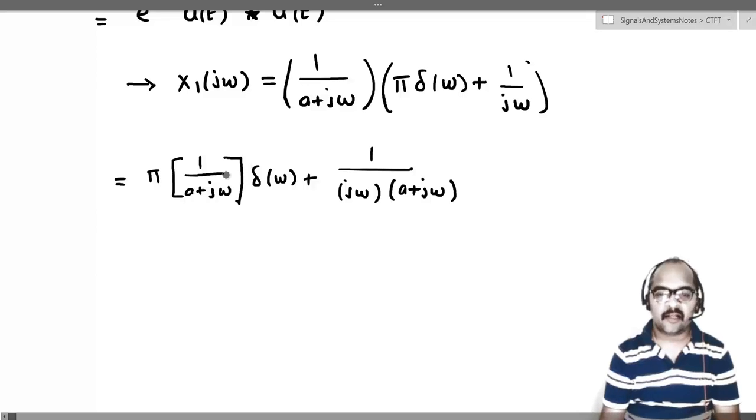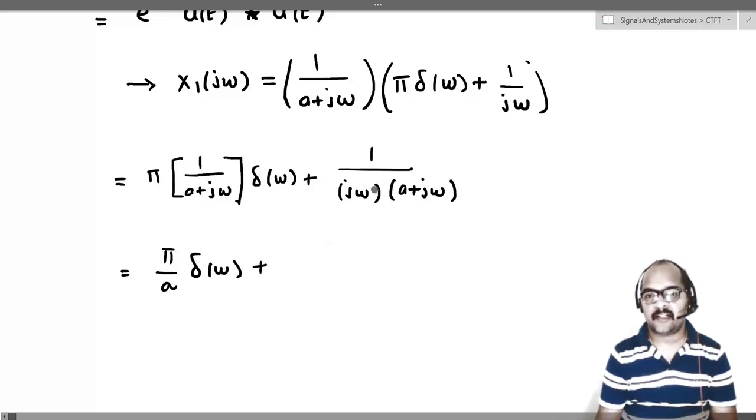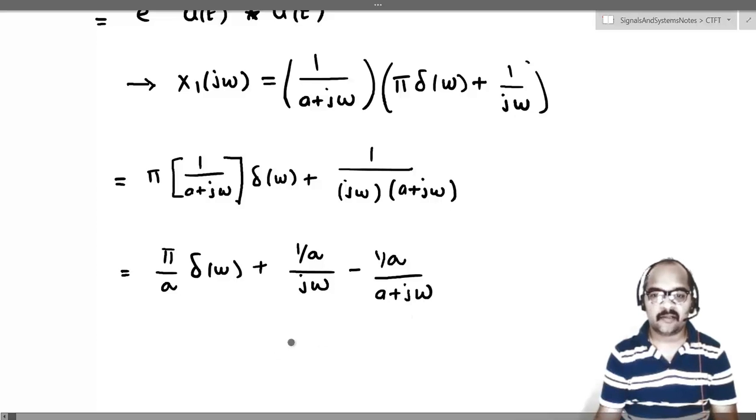Okay, this is again looking like what? The function multiplied with delta of omega. So what should we do? We should replace omega with 0. So this will give you pi by a delta of omega plus, let us do partial fraction expansion. So what is the first step? You have to replace j omega with 0. So you will get 1 by a divided by j omega. Then you have to replace j omega with minus a. So you will get minus 1 by a divided by a plus j omega.